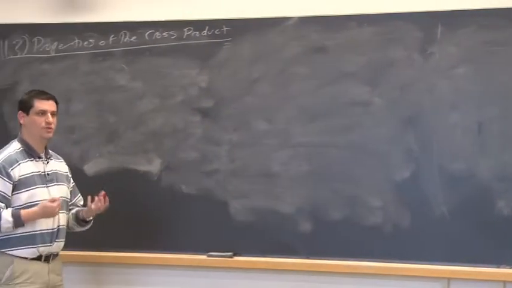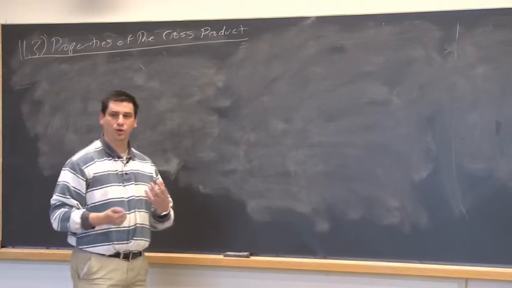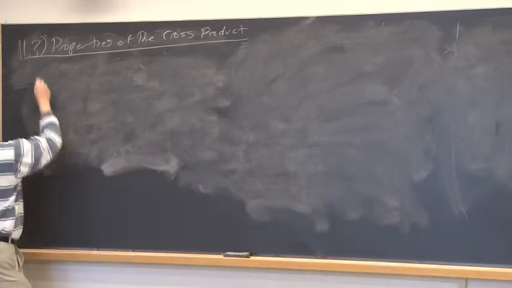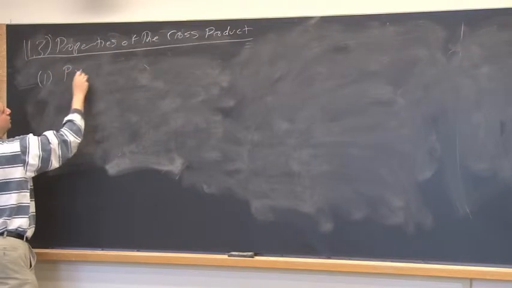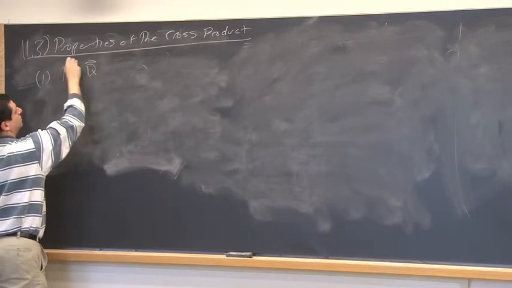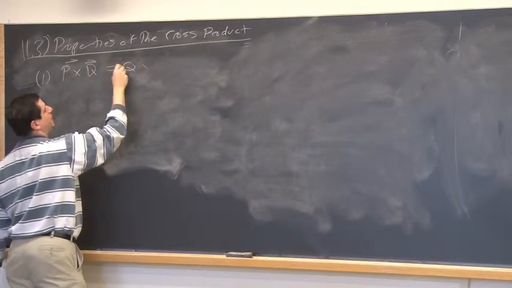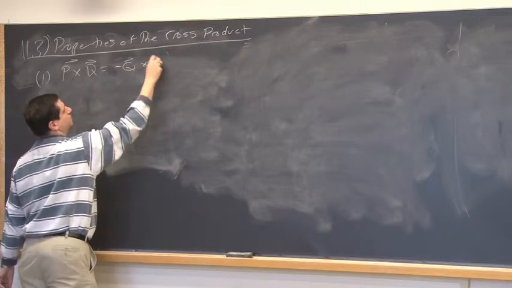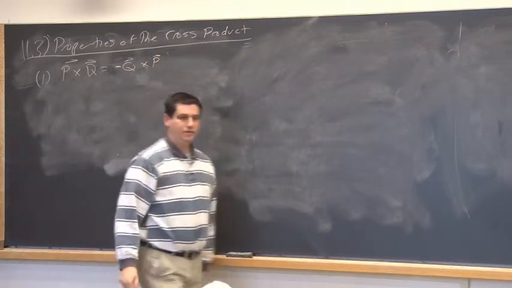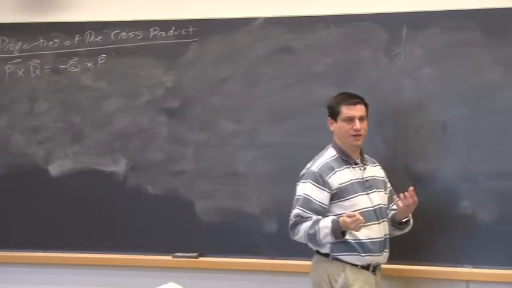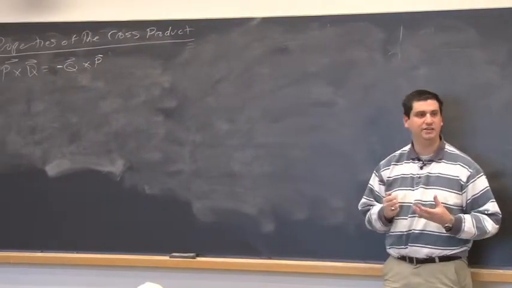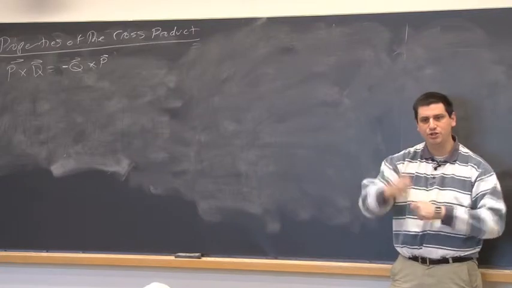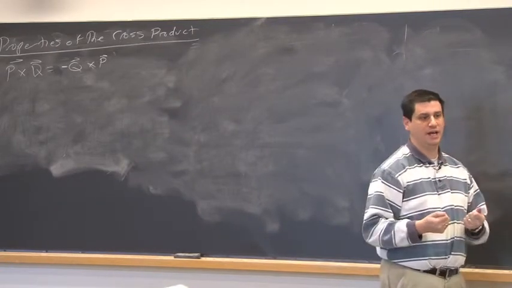Now the dot product was commutative. P dot Q was Q dot P. For the cross product, we actually have P cross Q is minus Q cross P. And if you think back to the definition of the cross product, it's related to the signed area, the signed volume. If you switch the order of things, you're going to switch the sign.